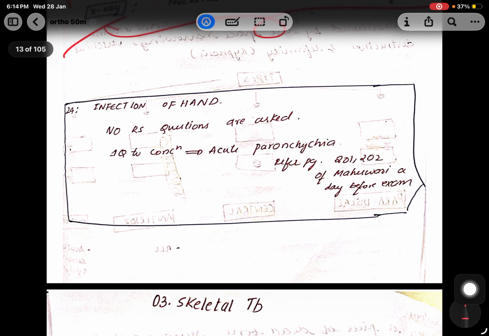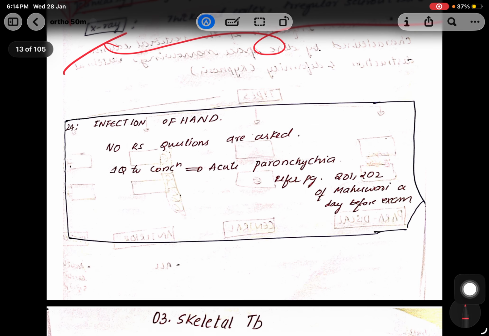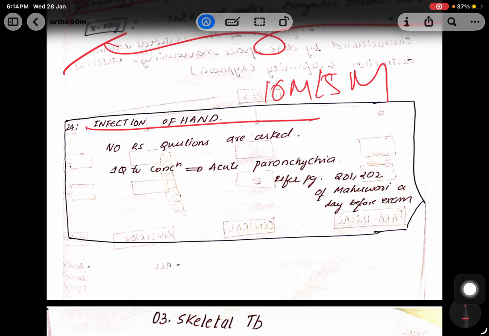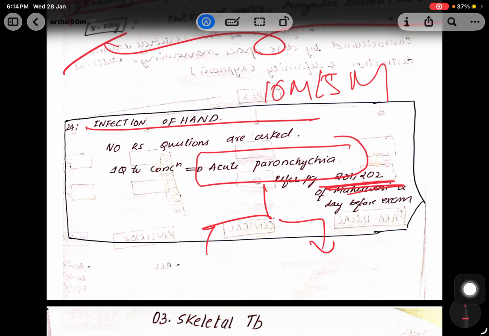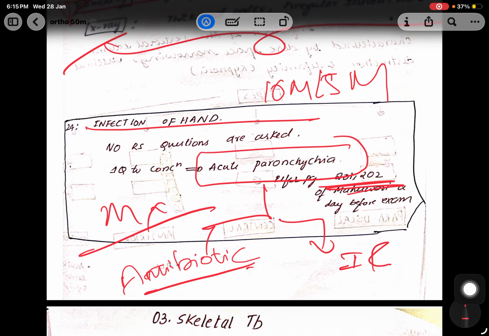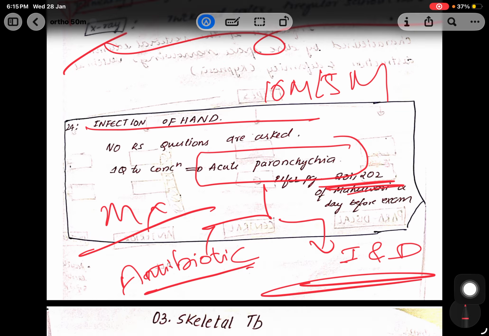Then, according to Maheshwari, there is infection of the nail and infection of the ant. Though these are not for 10 marks or even 5 marks, one question to concentrate on is acute paronychia. We can refer to these pages, though I will write about the management here. You can go with antibiotic coverage if you cannot see any pus. But if you see pus, then incision and drainage. That's it. This is a super specialty in orthopedics, hand and microsurgery, but they can ask this; there are no recent question papers as such.